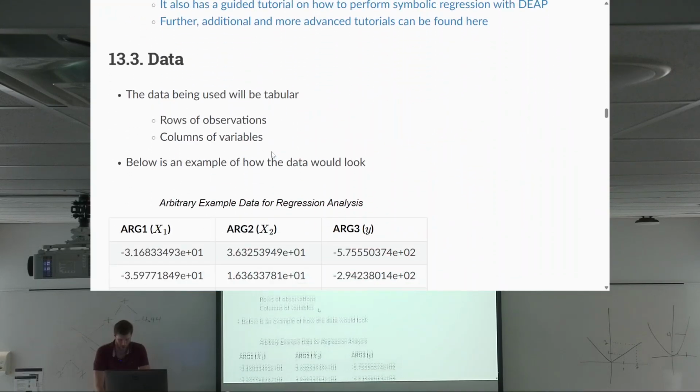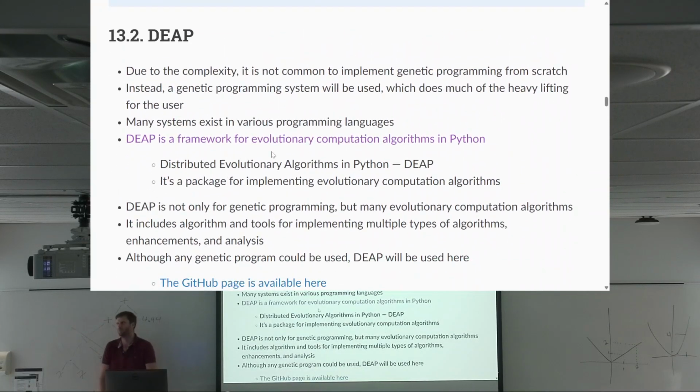Okay, so DEAP. Due to the complexity, we're not going to implement GP from scratch. You're not going to do that these days. Instead, we use a system like DEAP. Many systems exist. DEAP is a nice simple one in Python. It's great. It's made by Canadians. So it's fantastic. And it's a package for implementing evolutionary computation in general. You can go to pip install deap. But even better news, if you cloned the repo and ran the setup, you have DEAP. It would have installed DEAP for you. Just activate your virtual environment and you're all set.